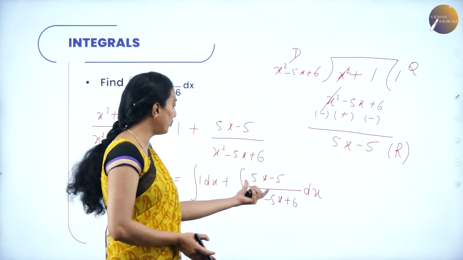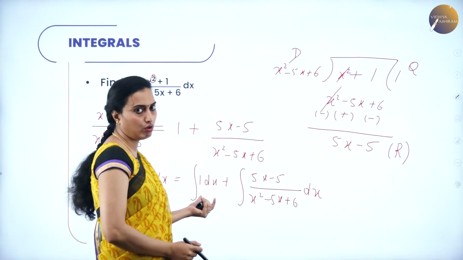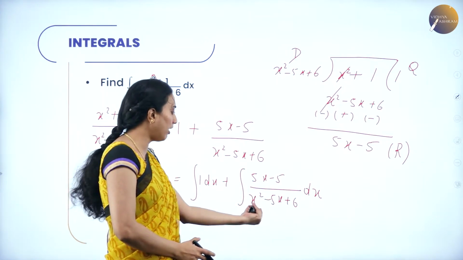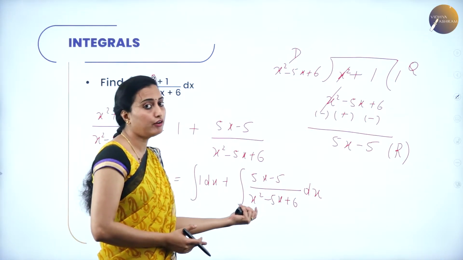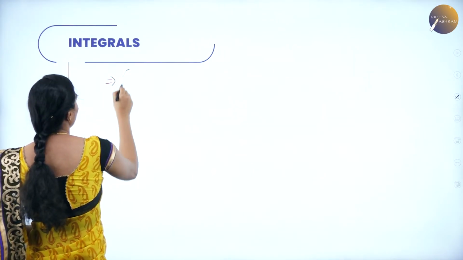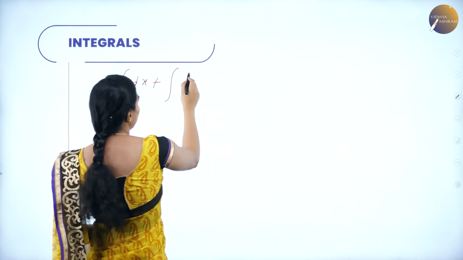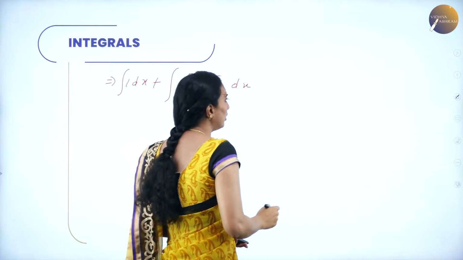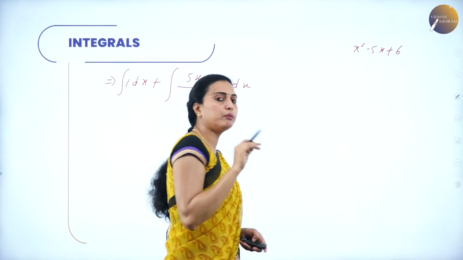Let me keep it as it is. Now we need to find this integral, isn't it? The x we know already. Let me write it at last after integrating this one. So here you have x squared minus 5x plus 6. This can be reduced by the factorization method. So I am writing here the integral of 1 into dx as it is, plus the integral of, see, the numerator is 5x minus 5 and the denominator I am going to factorize. What is the denominator? You have x squared minus 5x plus 6. If you multiply, you should get 6.